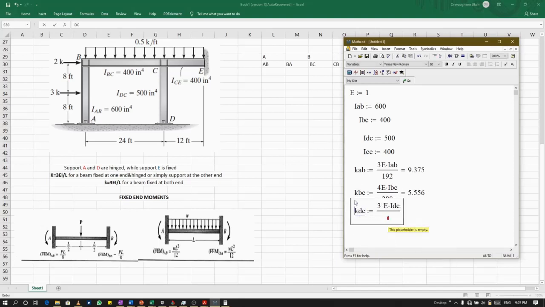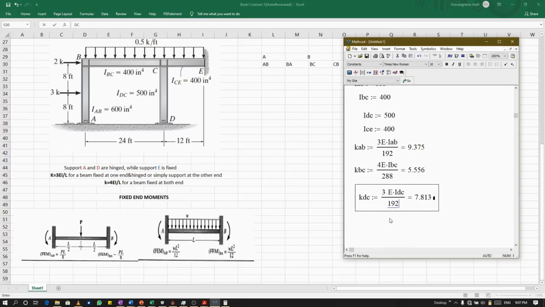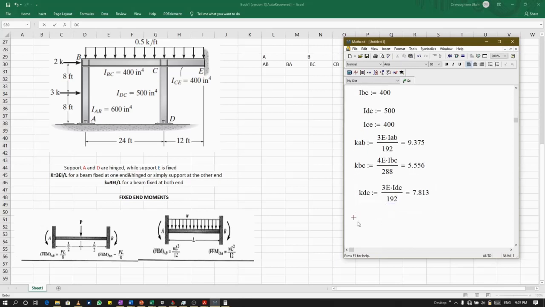Sorry, I'm trying to move this down. Okay, so you'll be having 192, which is going to give us 7.813. So the last but not the least will be KCE.